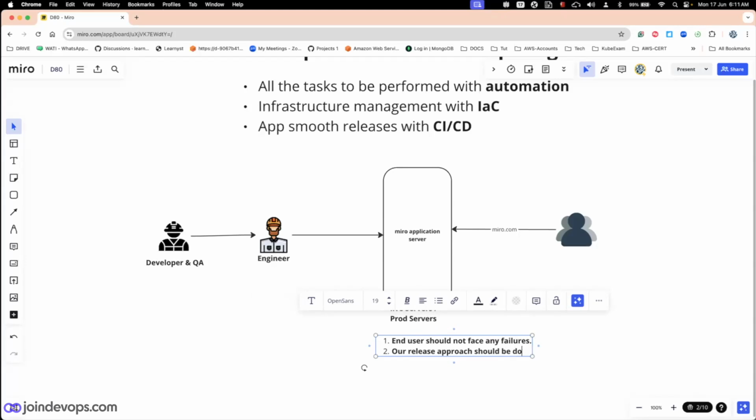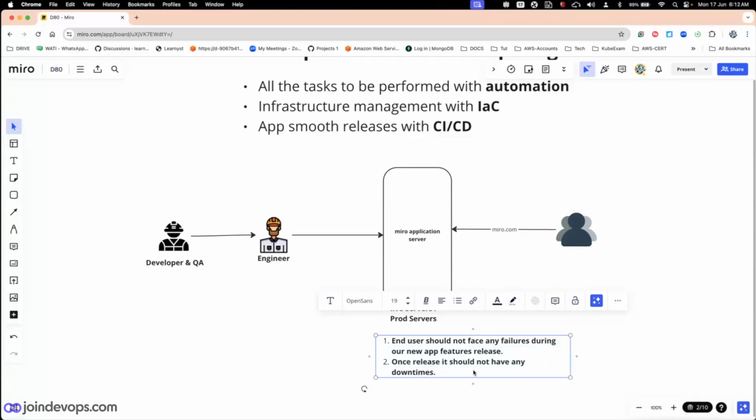Okay, so our end user should not face any failures during release. Release in the sense like you're releasing some version, right? So failures during our changes, our new app features release, they should not face any of the challenges. And the next thing is, once released, it should not have any downtimes.